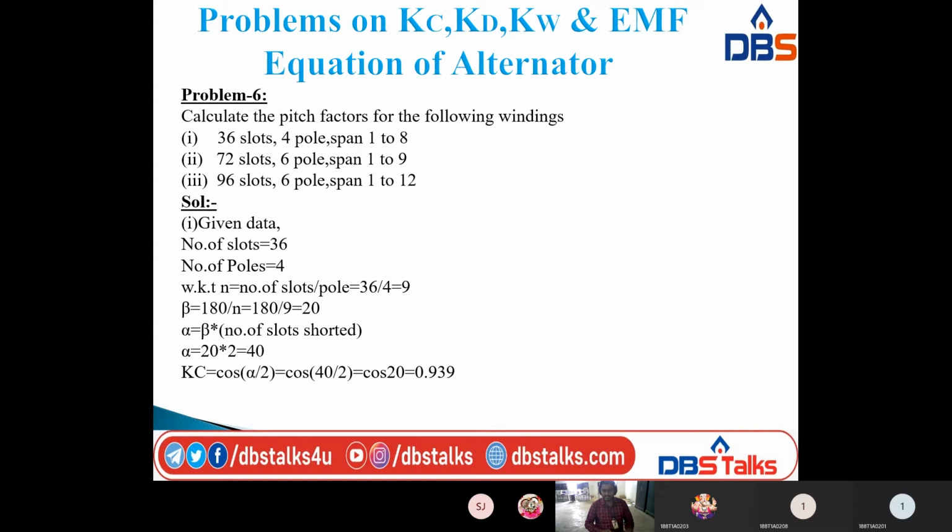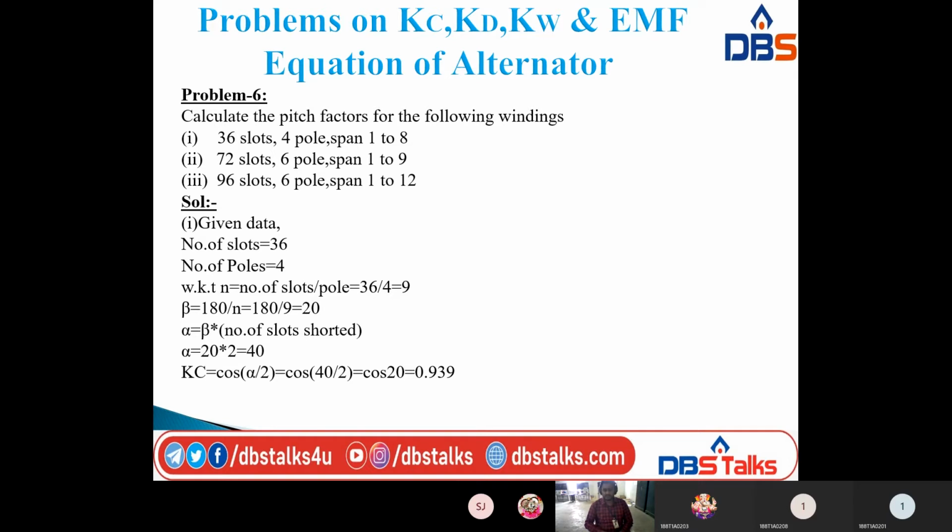Here the number of slots is 36, number of poles is 4. So already you know that n is equal to, what is the formula? Number of slots per pole. They have given that number of slots is 36 and number of poles is 4. Substitute those slots and poles in the formula, we will get 9. That is the n value, that is the pole pitch. Pole pitch value is equal to 9. And next, beta. So beta is equal to 180 by n. You know the n value. Substitute the n value into this, that is beta is equal to 180 by n, that is equal to 20.